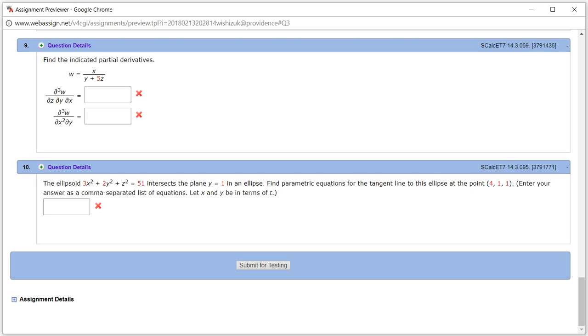Alright, let's look at homework 14.3, problem number 10. We have an ellipsoid and we intersect it with the plane y equals 1. Let's try to see what it looks like.